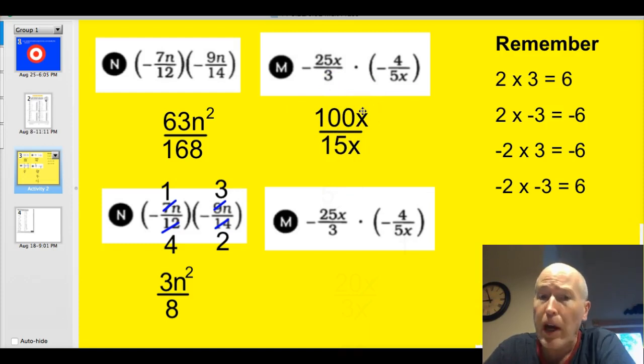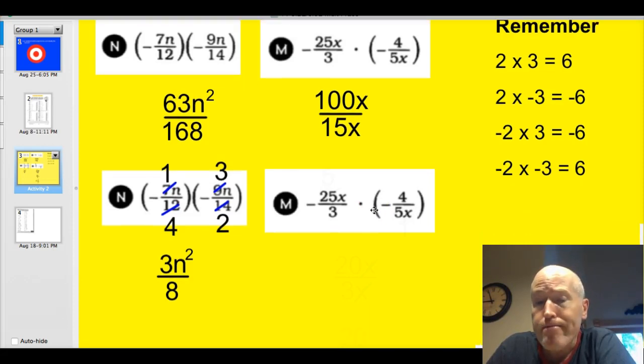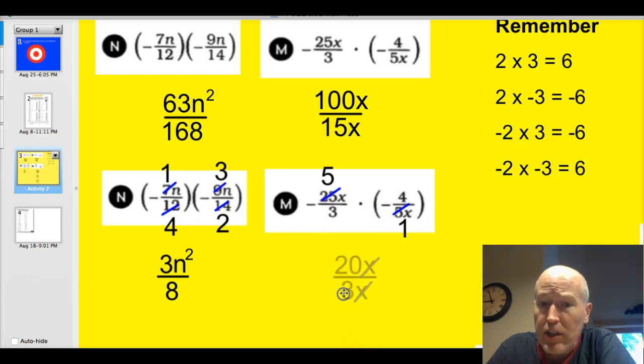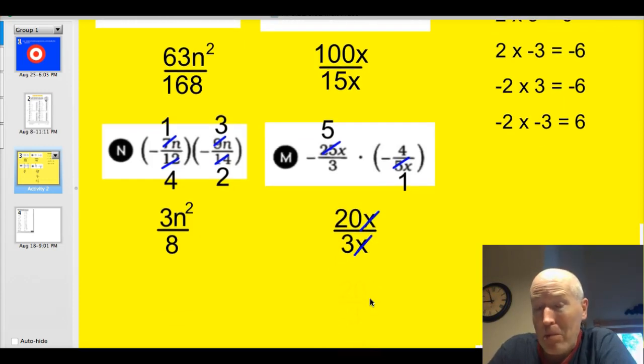Now you could reduce from there. Again, I challenge you to go ahead and try to use cross-reducing. So here I can divide this number, 5 goes in there 5 times, and obviously 5 goes in there 1 time. So now I've got 5 times 4, and 3 times 1. Now I still have to deal with those x's. So what I end up with is 20x over 3x. Now I want you to imagine that x is 2. 20 times 2 and 3 times 2. Whatever you do to the top, you do to the bottom.